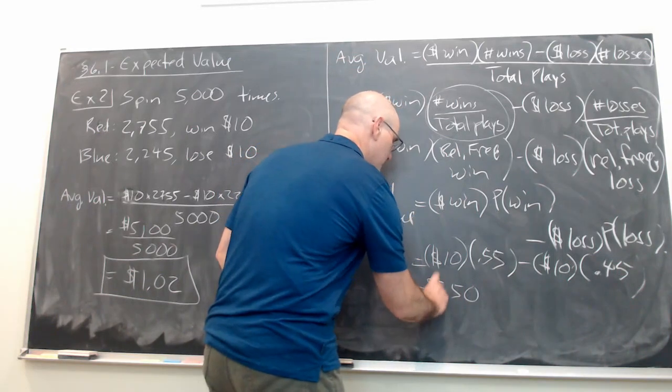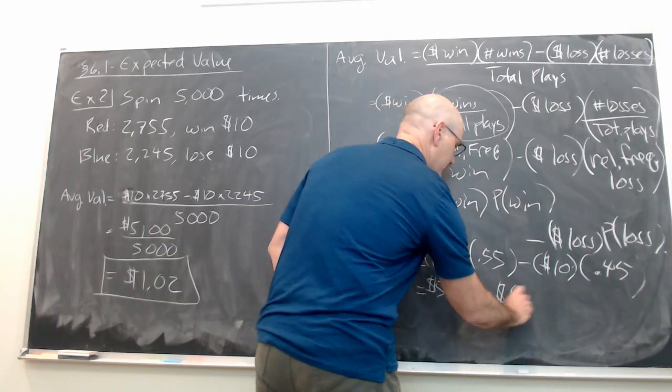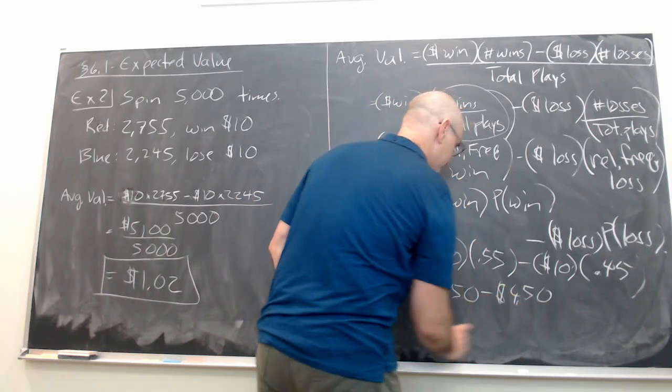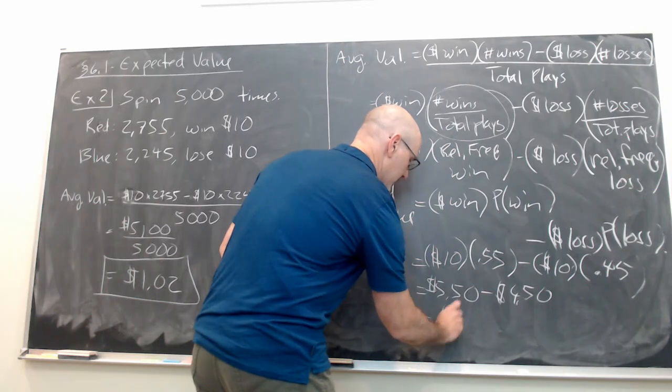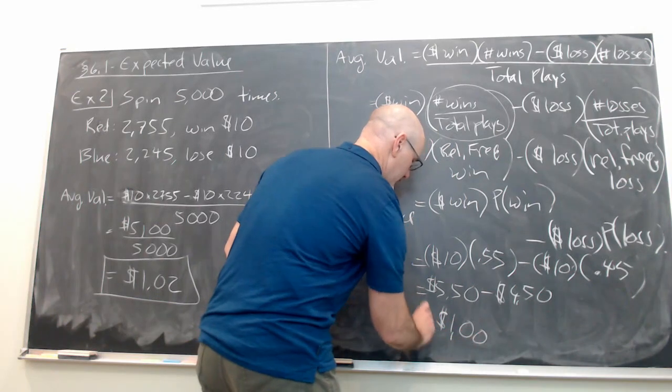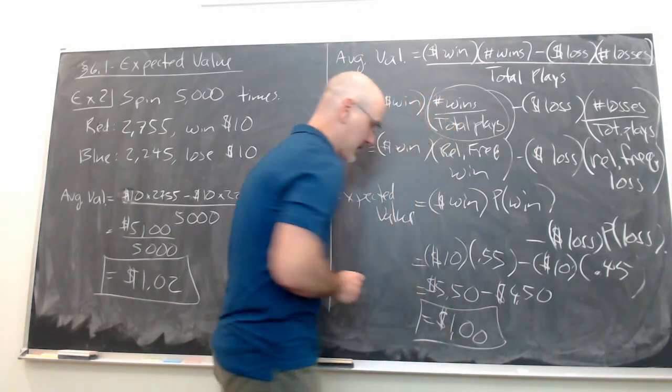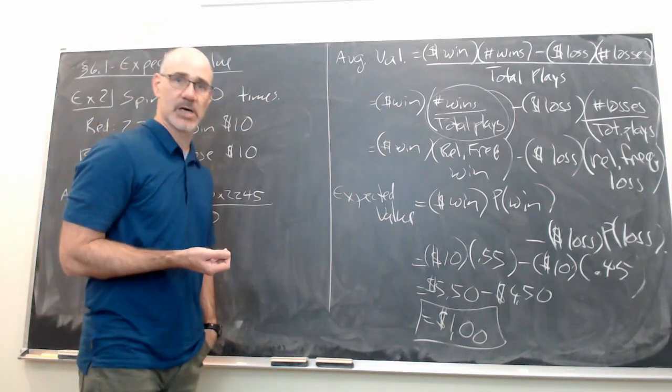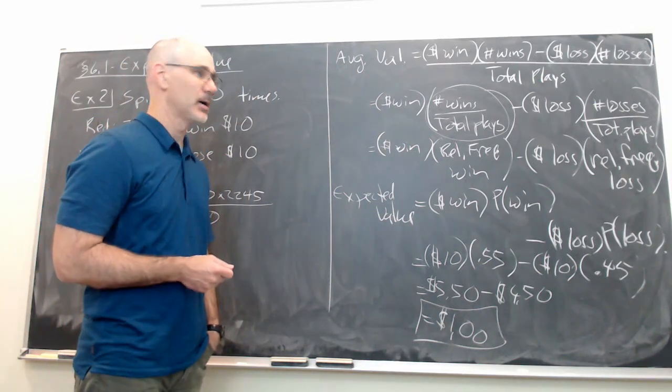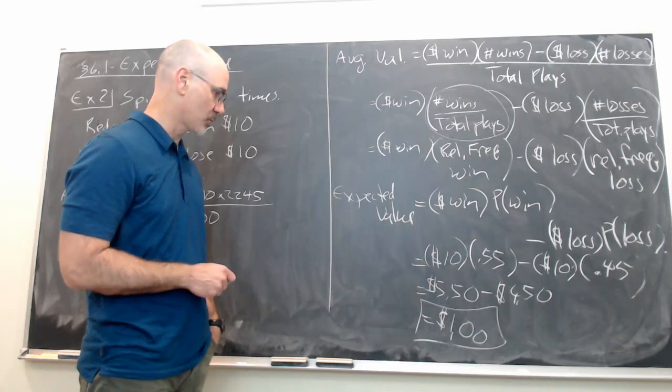550 minus 450, and that is $1. So the expected value of the game is $1. If we played enough times, that would be our average win or loss, in this case a win.